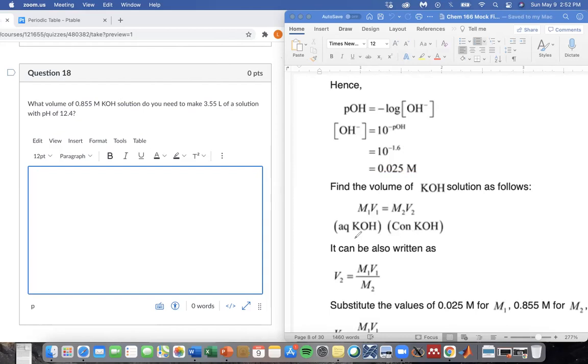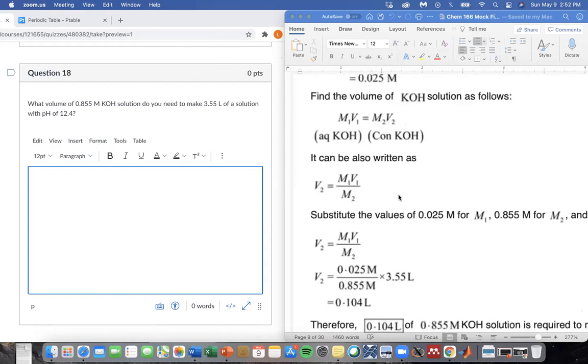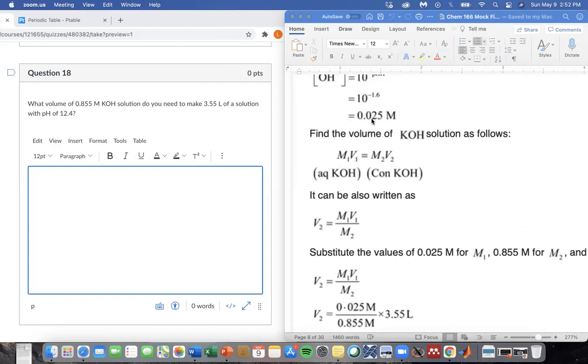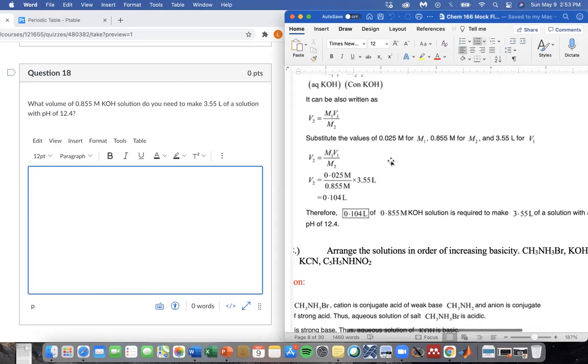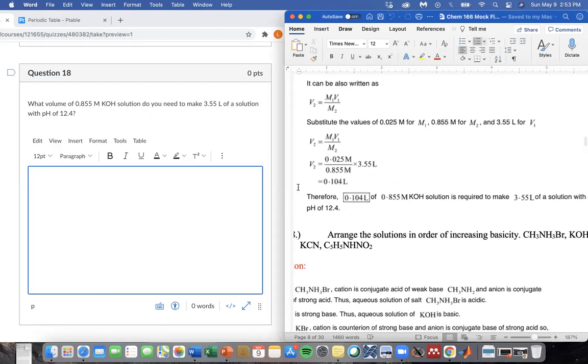In order to compare the two of these, we can use the M1V1 equals M2V2 expression. Your molarity 1 for OH- is 0.025, and your volume is 3.55 liters. Then your concentration of KOH is 0.855 molar, and you're looking for that volume. So we can rewrite it as M1V1 over M2 in order to isolate that V2. If you substitute in the values, you'll get 0.104 liters of KOH.